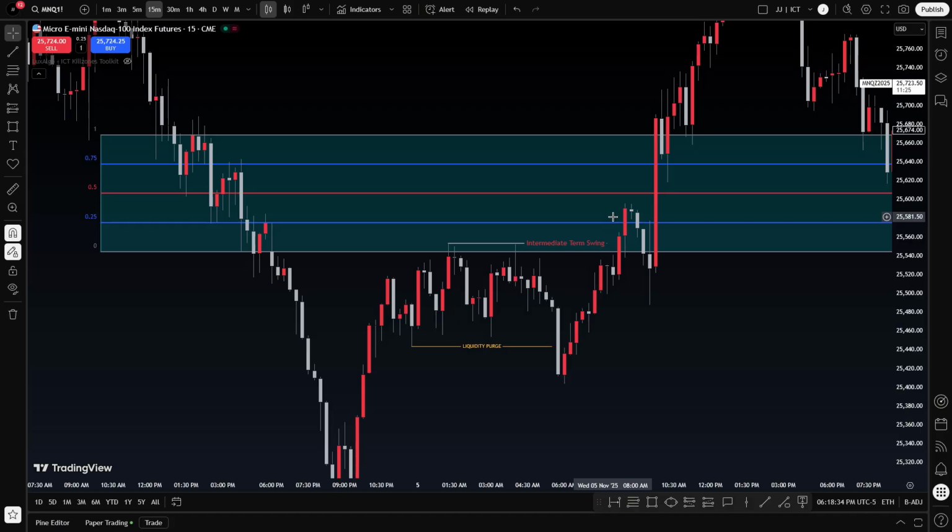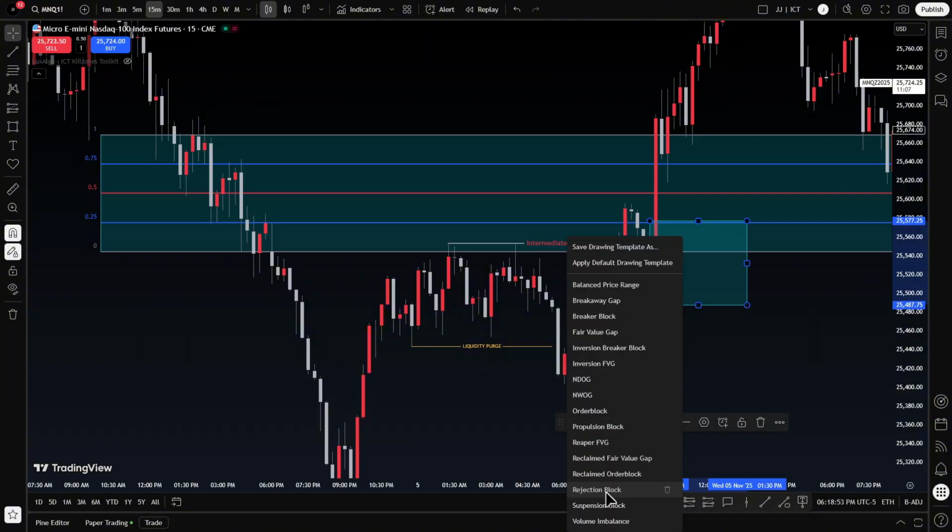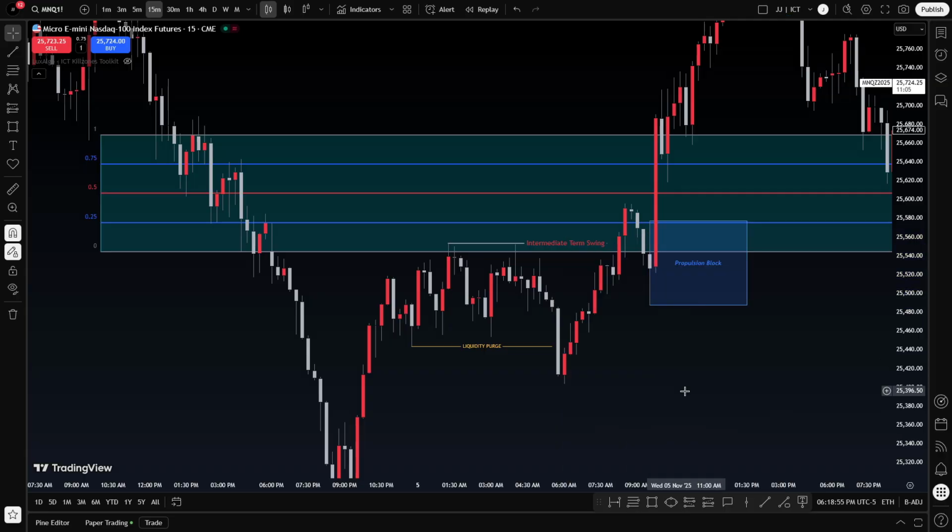Now, what reference points did we refer to? Let's see here. So, one, we have this order block that's created. Well, hold on. No, this is a propulsion block. My bad. This right here is a propulsion block. Reason being, it's the deepest down close candle that visits this order block down here on the market. There, right there, this order block.